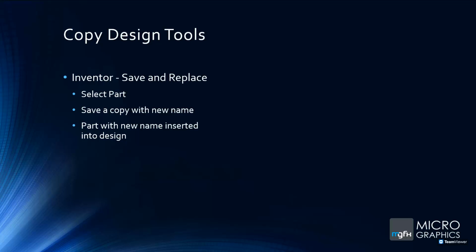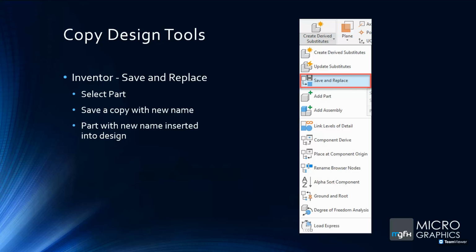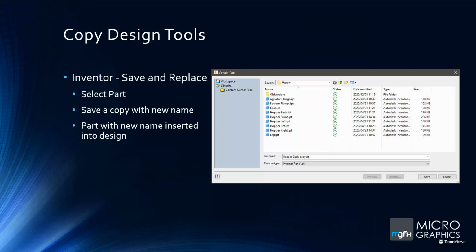So the Inventor Save and Replace, the way this functionality works is that you would have your assembly open, and you would either select a part or a sub-assembly within that, and you would then go to the productivity drop-down. In that productivity drop-down, there's the option to activate save and replace. And once you have activated save and replace, you would then be prompted to create a part. So you'll get that create part dialog box that comes up.